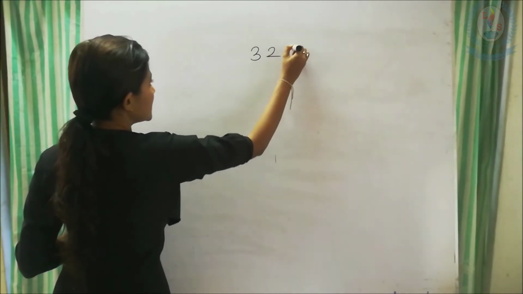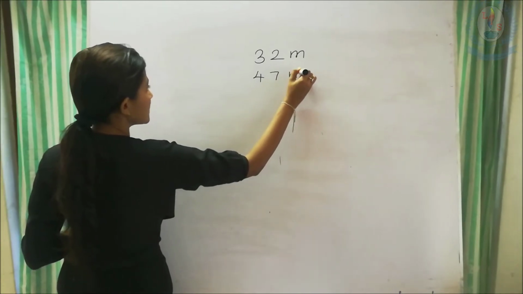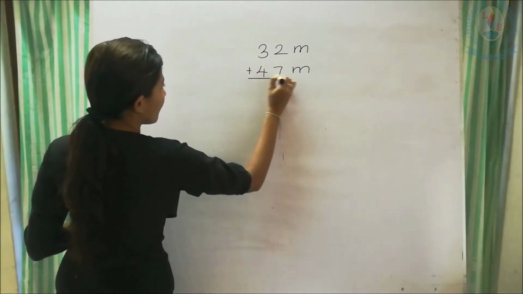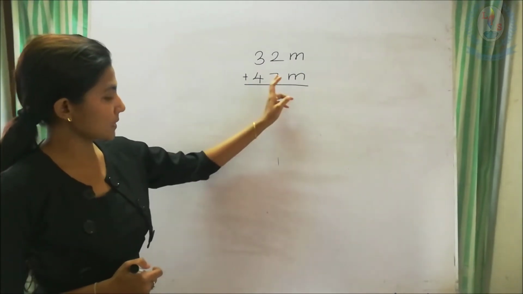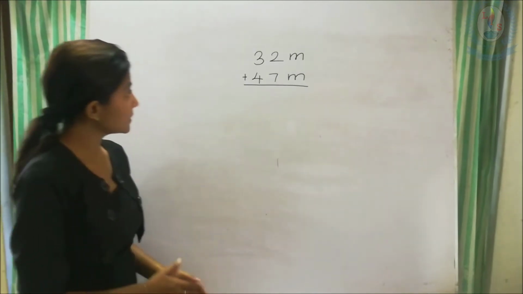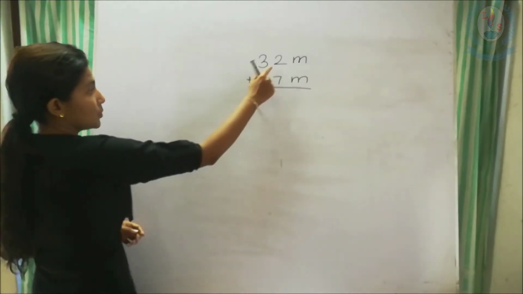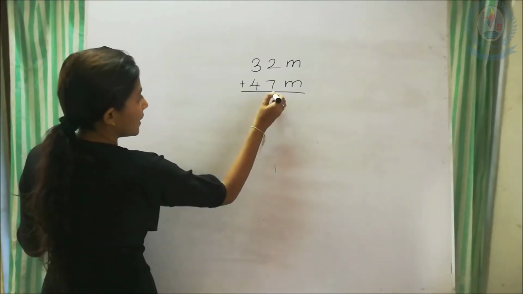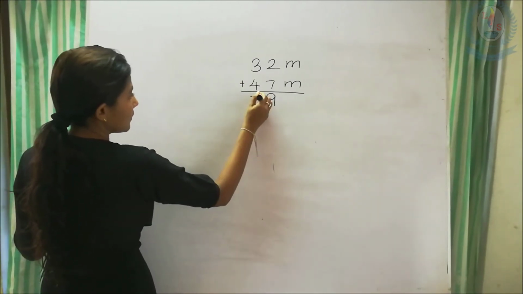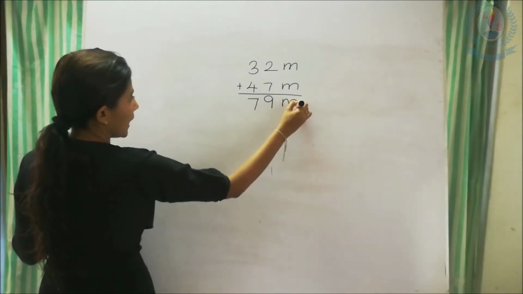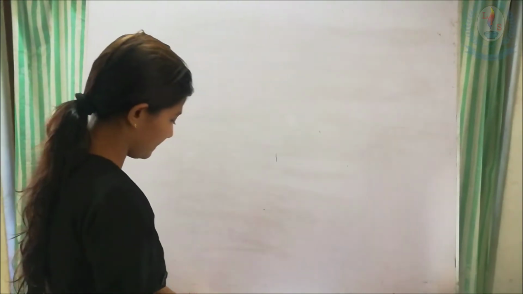Now let's solve this example. 32 meters and 47 meters, add. Right. We have 32 meters, 47 meters. So 2 plus 7 is 9. 3 plus 4 is 7. Then 79 meters.